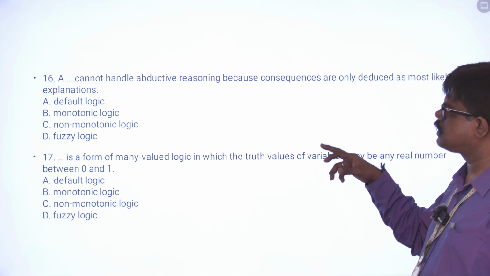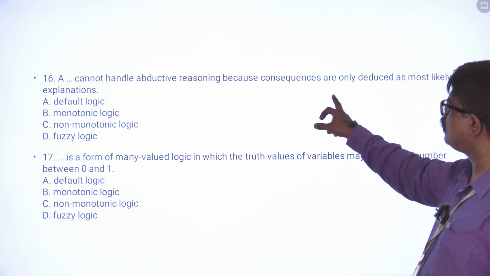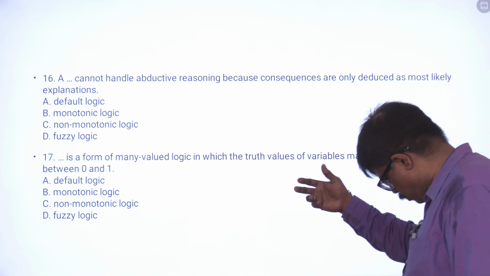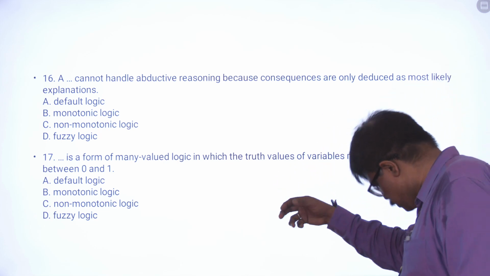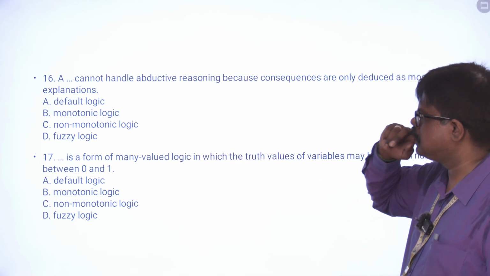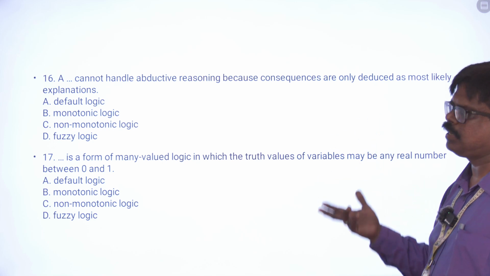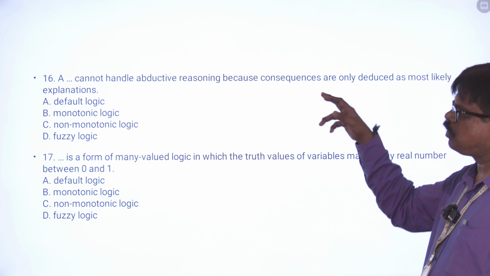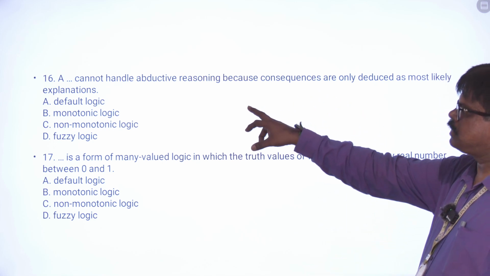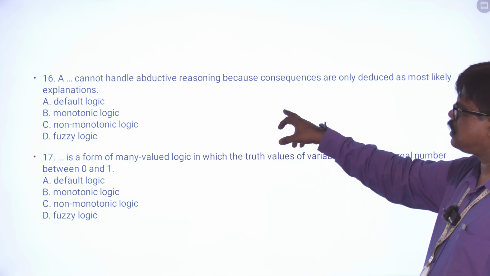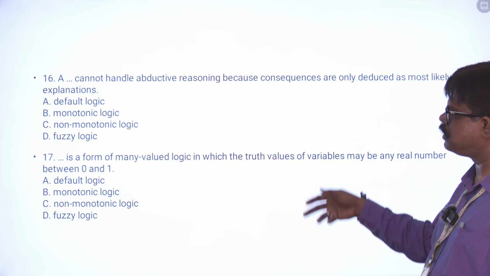Next one is dash cannot handle additive reasoning because consequences are only deduced. So for this, the solution is the second one, monotonic logic. Monotonic logic cannot handle this additive reasoning because it is based on default logic. So the answer is B: monotonic logic cannot handle additive reasoning because consequences are only deduced.